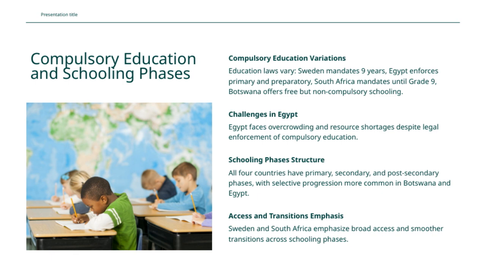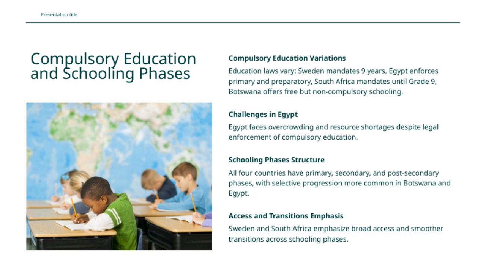Despite the legal requirements, the country struggles with overcrowded classrooms and shortages of resources. This means that even when laws are in place, the practical realities can hinder effective education delivery. Looking at the structure of schooling phases, all 4 countries follow a similar pattern: primary, secondary, and post-secondary education. However, the way students transition between these phases varies.